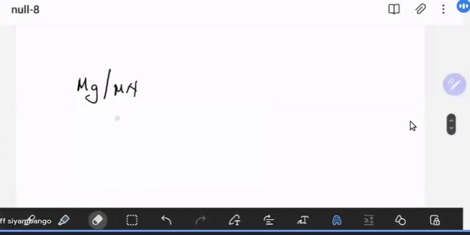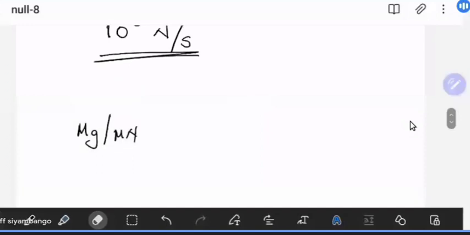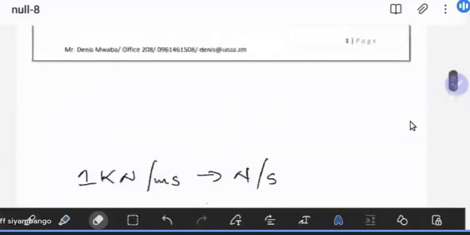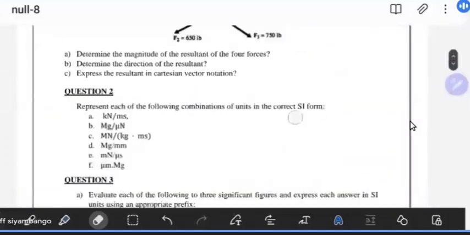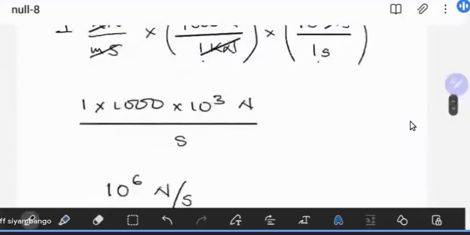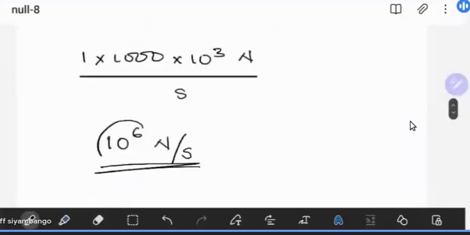Okay, so can we write it in mega newton per second? You can write it in mega newtons per second, but the highlight here is this part here. Do you see that? The fact that you have 10 to the power 6 means that this can be written as just 1 mega newton per second.